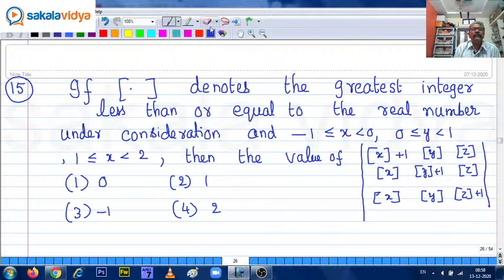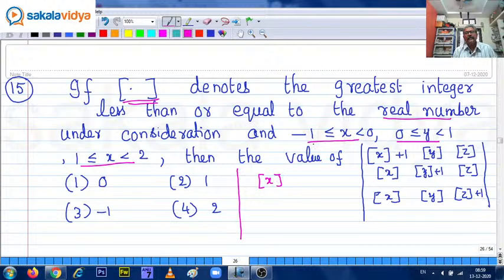Subject to the conditions, actually we need to define the integral part of the real number using these conditions. So these conditions play an important role. See here, x lies between minus 1 and 0. What is the condition? Less than or equal to the real number. So x must be less than 0, that is minus 1. So in between minus 1 to 0, the integral part is minus 1. In between 0 to 1, the integral part of y is 0. In between 1 to 2, this is z. The integral part of z equals 1. Substitute in this now.